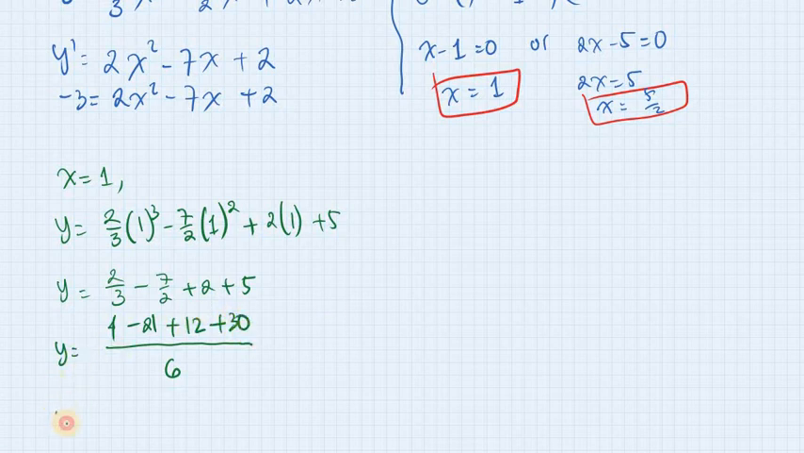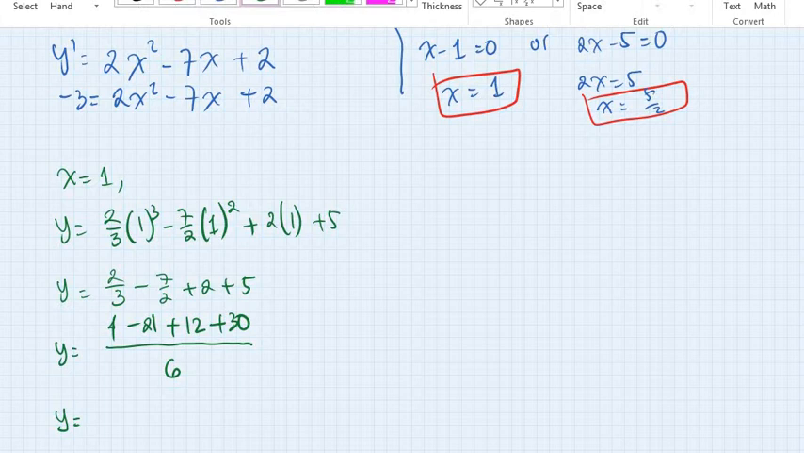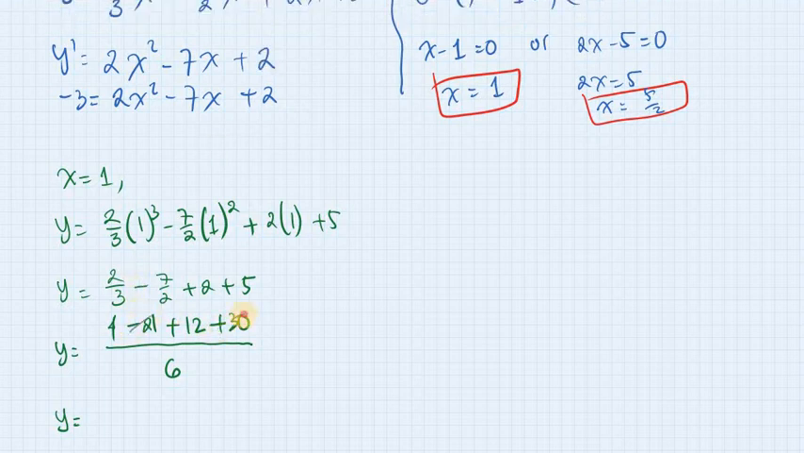Okay, so y equals, 21 and 30, we can cancel that, this one will become 9. 4 plus 12, 16. 16 plus 9, 25. So we have 25 over 6. So we got the first point.